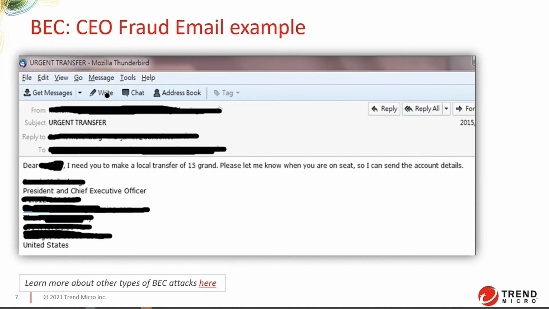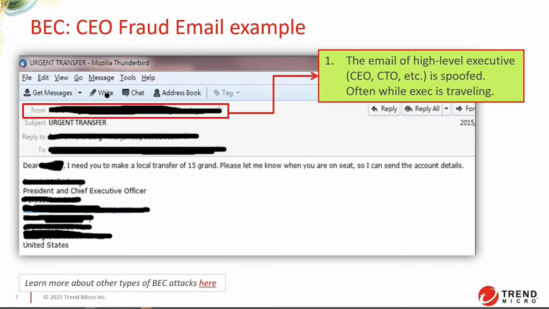For an example here, this is just a very simple example of a CEO fraud where an attacker is mimicking an executive email asking for an urgent transfer of funds via email, right? So it's a high level executive spoofed, like I said, often when they're traveling, and that sort of information is really easy to find on social media, unfortunately.